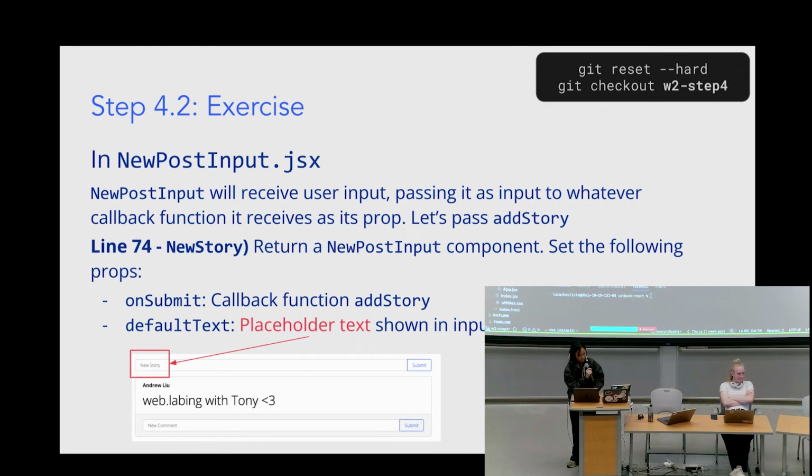these two props, on submit and default text. On submit is just the function we defined just now, add story, and default text is just placeholder text. It's whatever you see in the box. It can be anything you want. I'll give you a minute to do this. As a hint, it's just one line. And again, we always have staff helping you around.